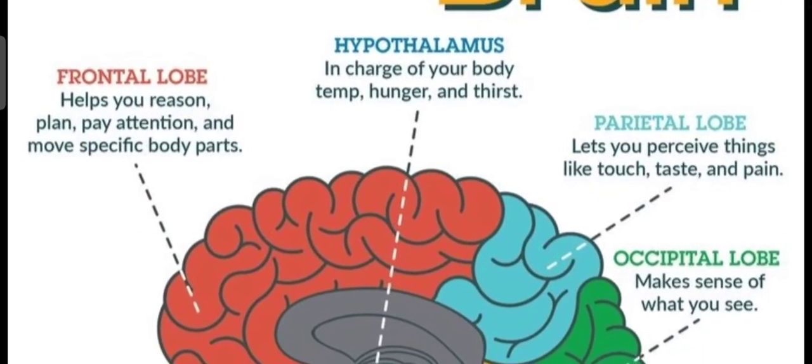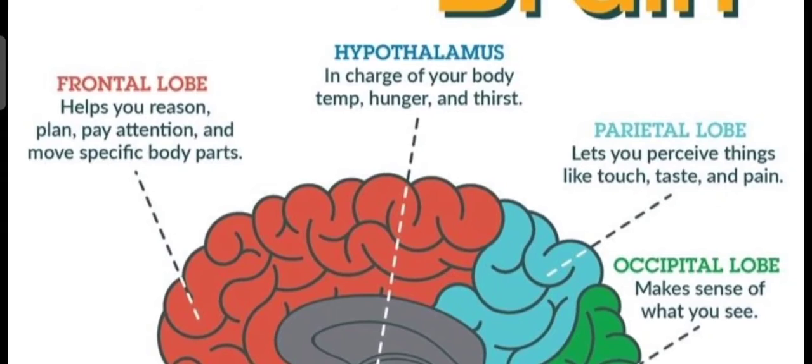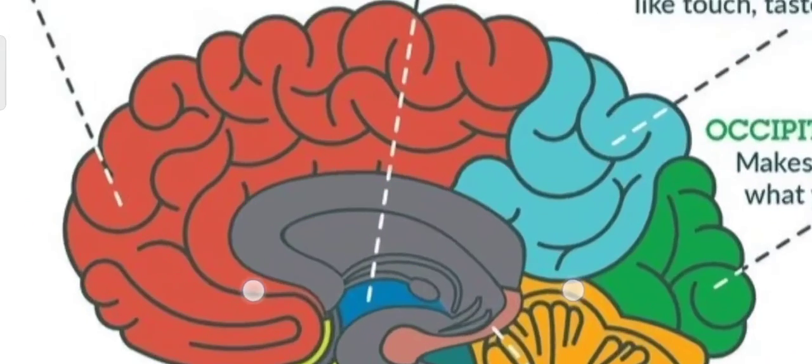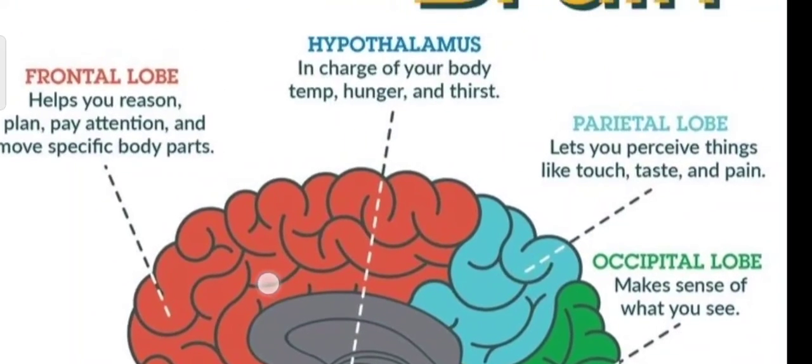The frontal lobe in front helps you reason, plan, pay attention, and move specific body parts. It is both cognitive and also somatic. Hypothalamus, this blue part, is in charge of your body temperature, hunger, and thirst. It regulates temperature, hunger, and thirst.